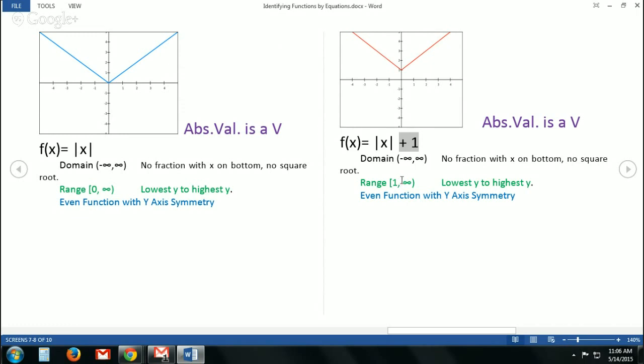The domain, there's still no fraction, there's still no square root, so the domain is still from -infinity to +infinity. But the range this time, the lowest y is at 1 this time, so our range begins at 1. It goes forever up. Both sides are pointed toward +infinity. So the range for this one, a low value of 1, a high of infinity, the range goes from 1 to infinity. This again is an even function with y-axis symmetry. Notice that both sides of the y-axis, you have parts of the picture matching up with each other, same height and same distance from the y-axis.